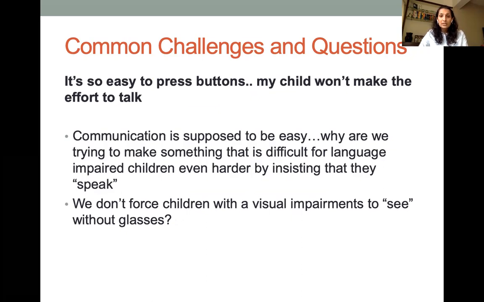It's so easy to press buttons, my child won't make the effort to talk. To this, I would say that communication is supposed to be easy. Why are we trying to test children? Why are we trying to make something difficult for them that's already hard for them? You don't force a child who has a visual impairment to see without their glasses. You don't force a child who's hearing impaired to hear without their hearing aid. So why are we forcing a child who is not speaking to speak all the time? We should give them something that's an easier alternative for them.